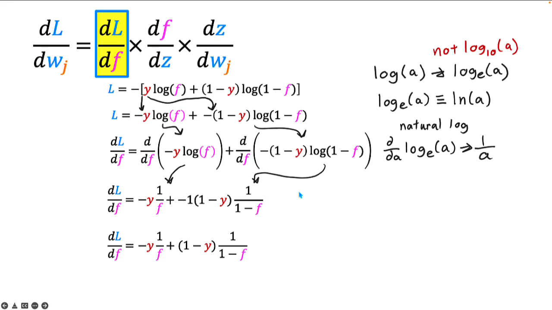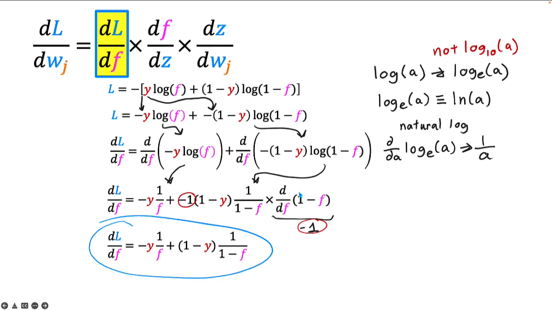And as before, we're going to want to apply the chain rule here. So we multiply that second term by the derivative with respect to f of quantity 1 minus f. Now what's the derivative of 1 minus f with respect to f? That's actually just negative 1. And so if you see these two negative 1s in this second term here, they can cancel out. And we end up with this expression that we saw in the first video.